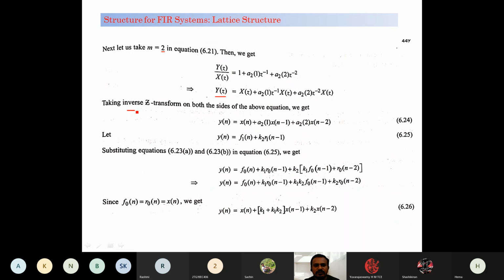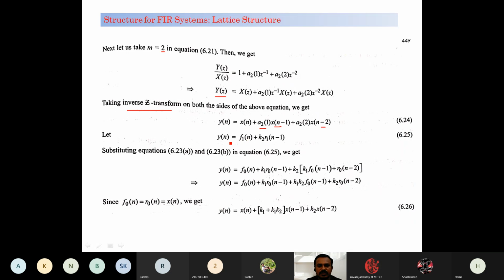Now, if you take the inverse z transform, the exact output from the system y of n is equal to the inverse z transform of X of z, which is x of n. The coefficient remains as it is, that is a2 of 1, and the product of X of z into z inverse is x of n minus 1, and X of z into z to the power minus 2 is x of n minus 2.